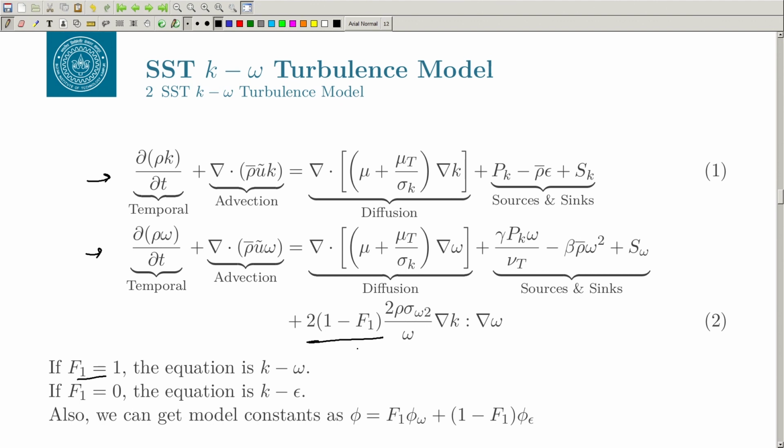This depends on the distance from the wall. When f1 is equal to 1, you can see that this term goes to 0, and that will become k omega. So that means we want f1 equal to 1 very close to the wall, or 1 minus f1 to be 0, and when f1 equal to 0, the equation is k epsilon.